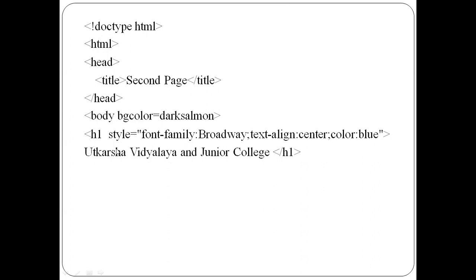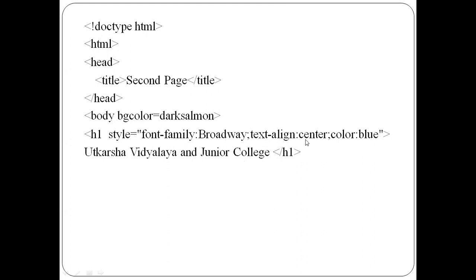Okay, and along with H1 I have applied some CSS effect over here. I have used inline CSS, so I am using style as an attribute of this H1 tag. Style is equal to, inside double quotes I am going to specify the name of the property and its value. So my first property is font-family and its value is Broadway. Between property and value I have used a colon. Font-family will set the font of this particular text to Broadway. After that I am using a semicolon to separate the first property from the second property.